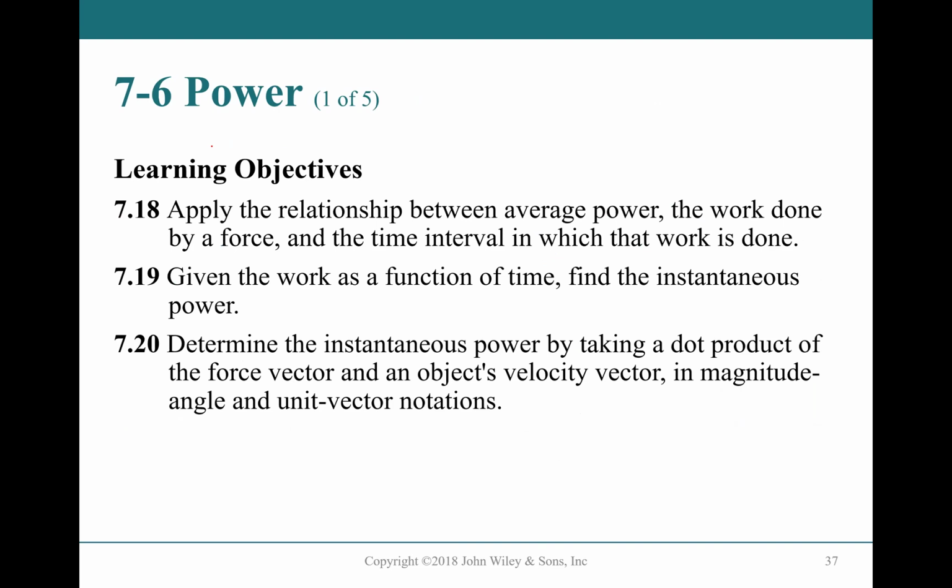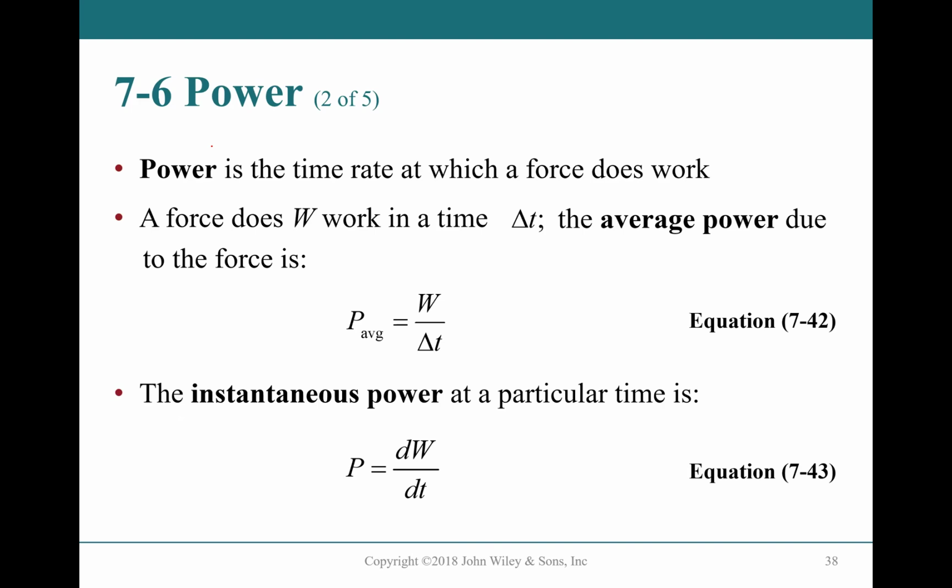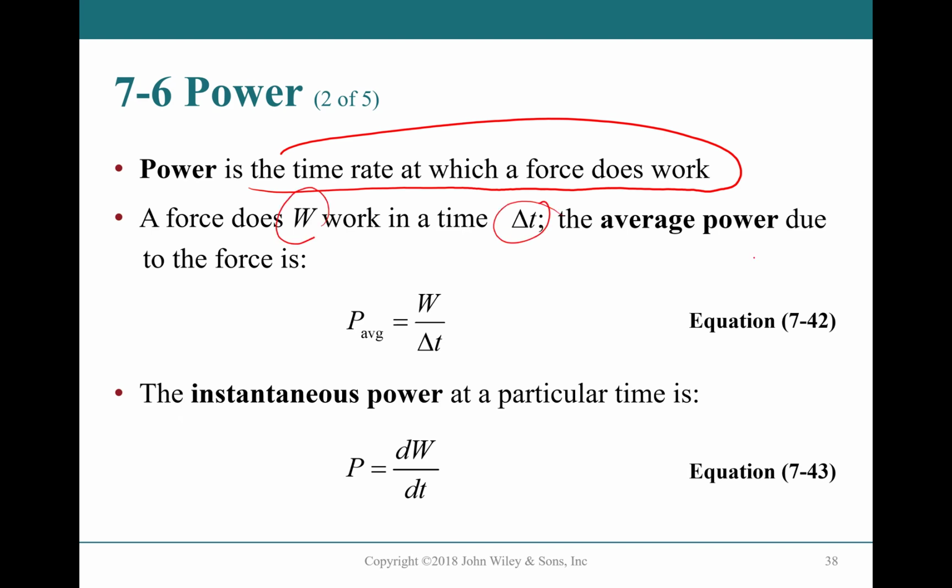Okay, 7.6. So first, we are going to take a look at the definition of power. So power is the measurement of how fast is the work done on the object. So it's the time rate at which a force does work. So work divided by time actually is our power. So a force does work in this amount of time, then the power will be equal to W divided by delta T.